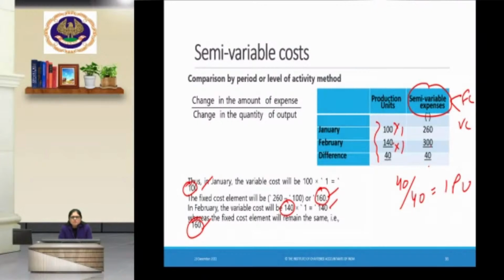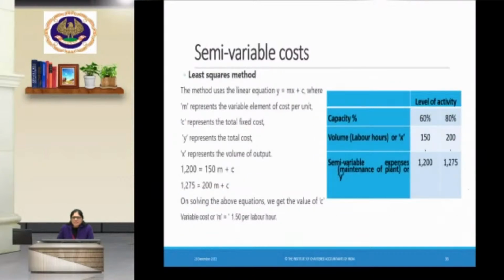All right. So this is another way. In the earlier example, we basically took the difference between sales and the cost. Here, it's the units and the cost. All right. Next method is the equation method, which is the least square method.